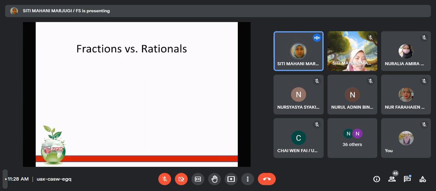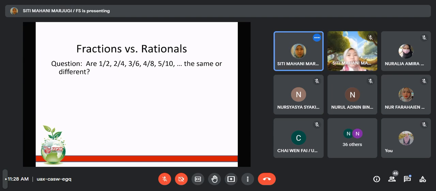Let's go a bit further. Okay, fractional and rational. Question here: R, 1 over 2, 2 over 4, 3 over 6, 4 over 8, 5 over 10, the same or different? What do you think? Same.